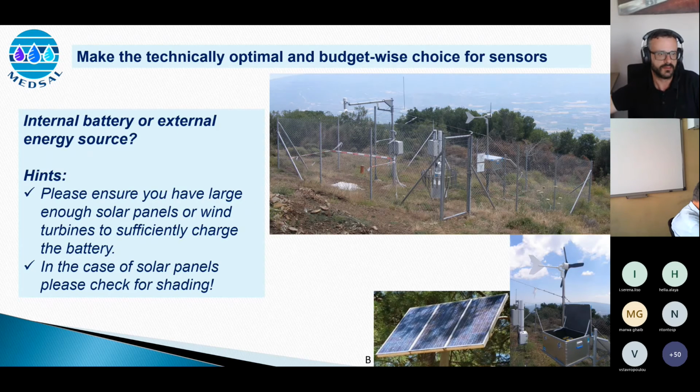And also, you have to avoid shading on the solar panels. I know that it is very, very simple, but it happens.